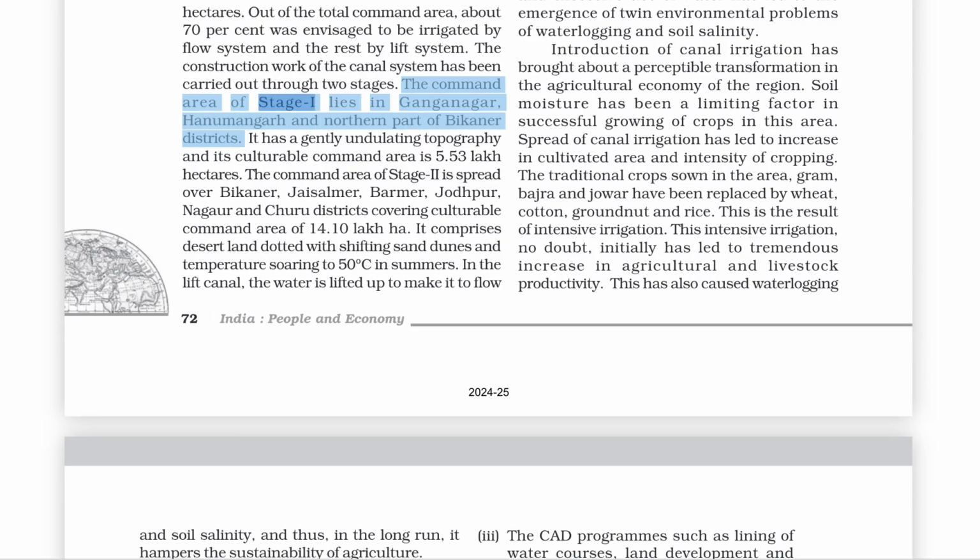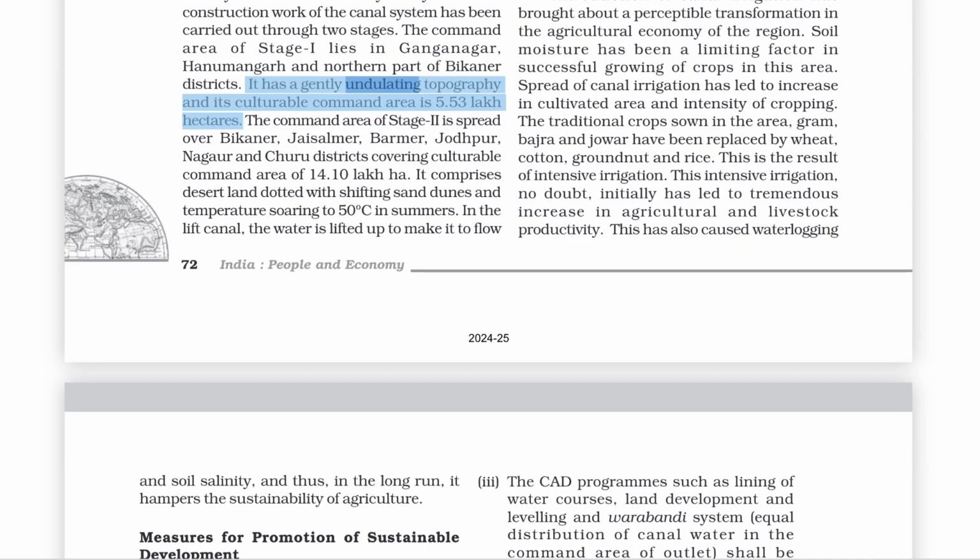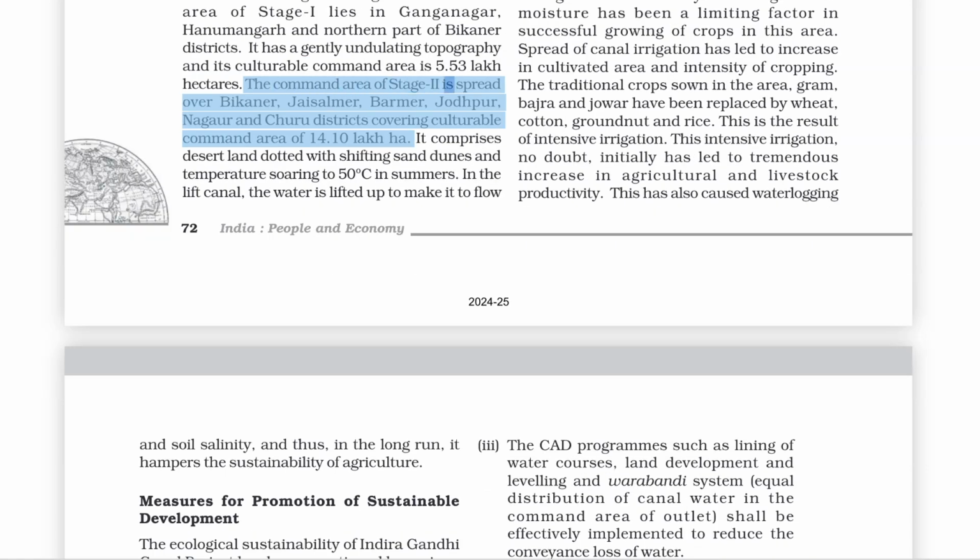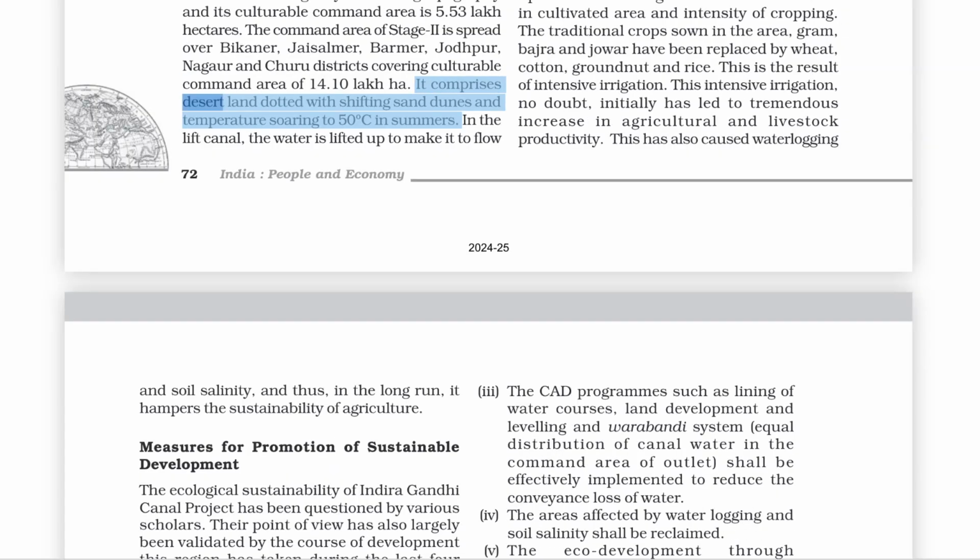The command area of Stage I lies in Ganganagar, Hanumangarh, and the northern part of Bikaner districts. It has a gently undulating topography and its cultivable command area is 5.53 lakh hectares. The command area of Stage II is spread over Bikaner, Jaisalmer, Barmer, Jodhpur, Nagaur and Churu districts, covering a cultivable command area of 14.10 lakh ha. It comprises desert land dotted with shifting sand dunes and temperature soaring to 50 degrees Celsius in summers.